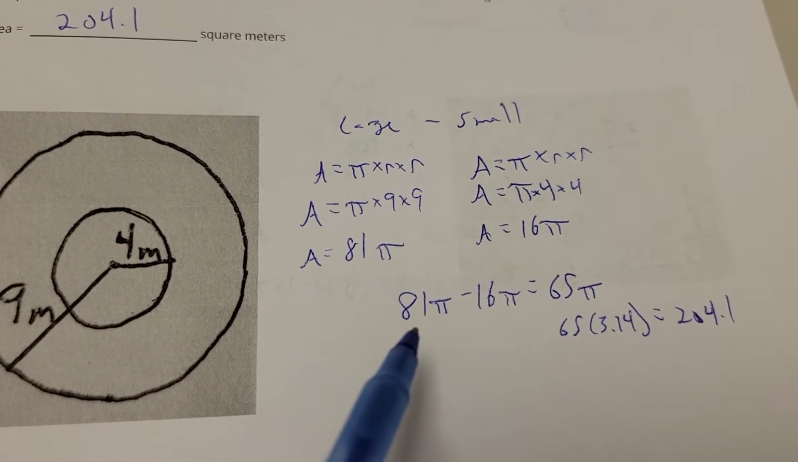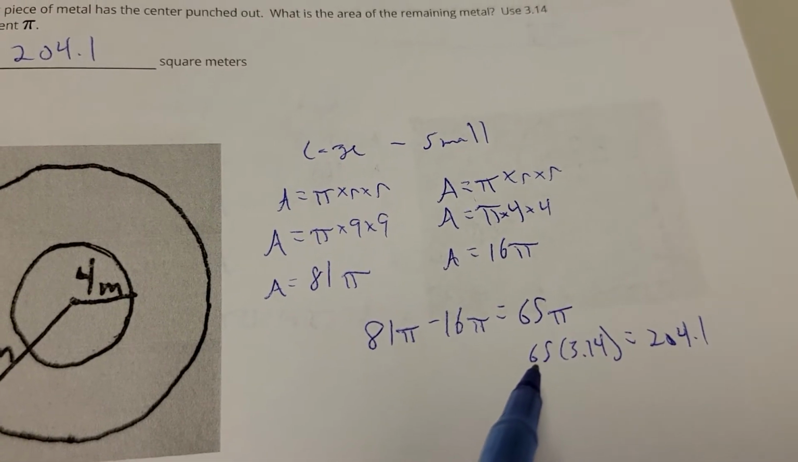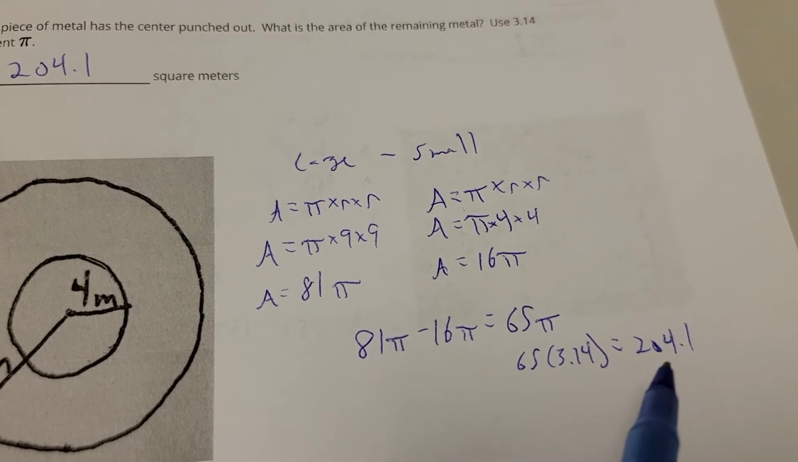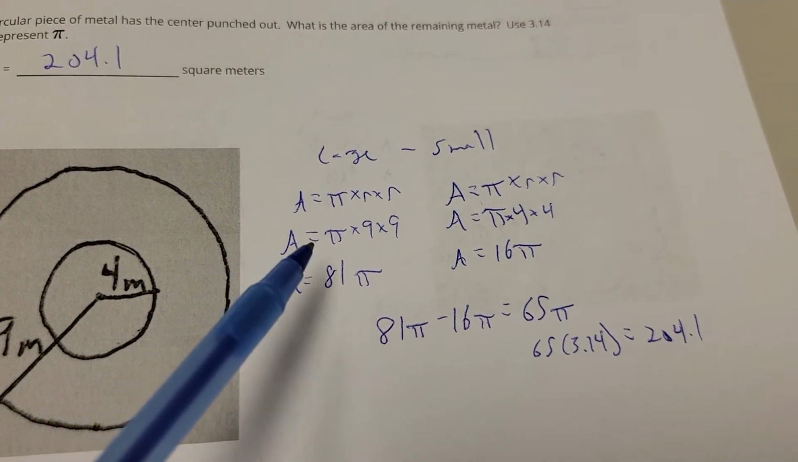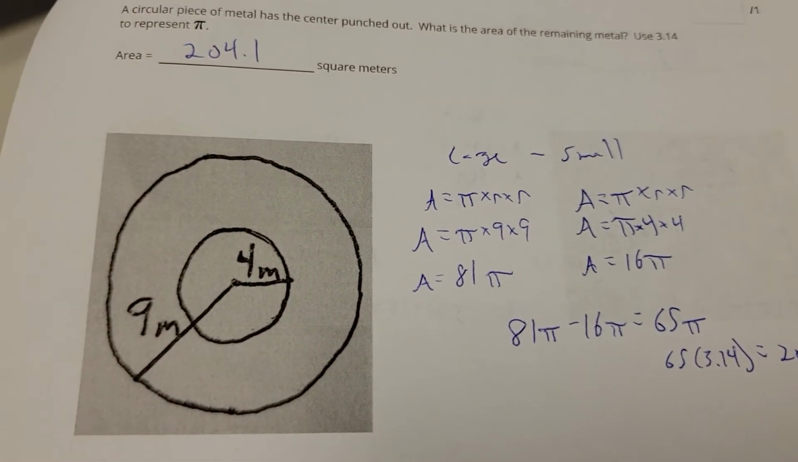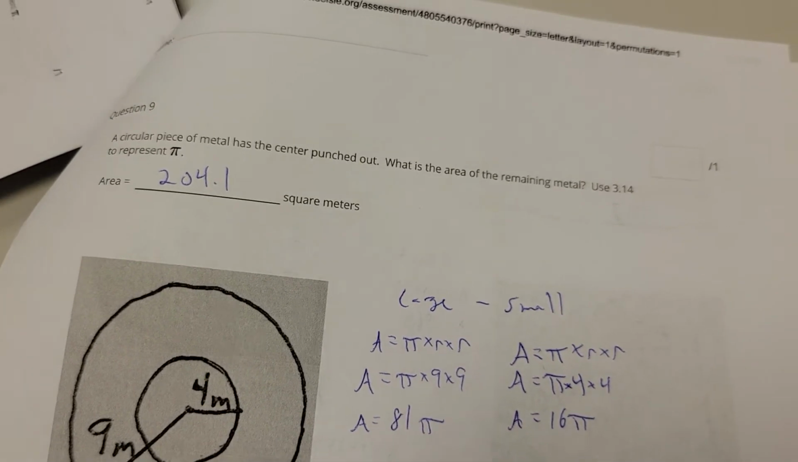Now, if I subtract these, 81 minus 16 gives me 65 pi, and the only time I have to touch my calculator on this problem is right here. 65 times 3.14, now I substitute it in, and I get 204.1. You could actually get the decimal numbers here and get decimal numbers here and subtract them. You'll still get the same answer, 204.1. So just trying to speed up the work a little bit.